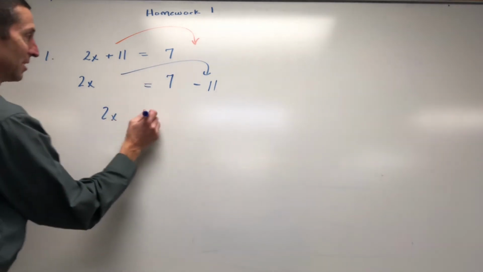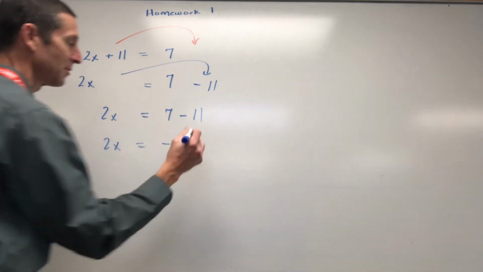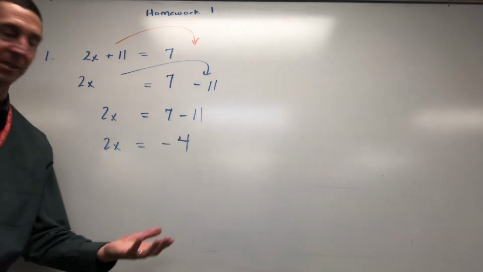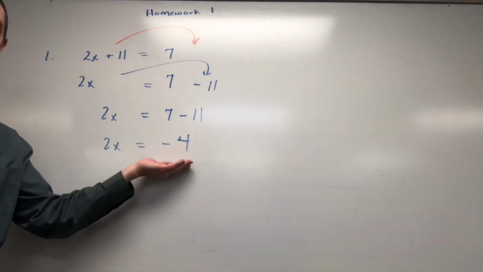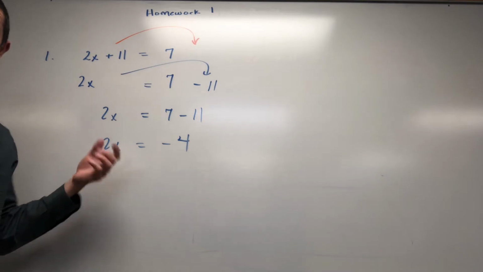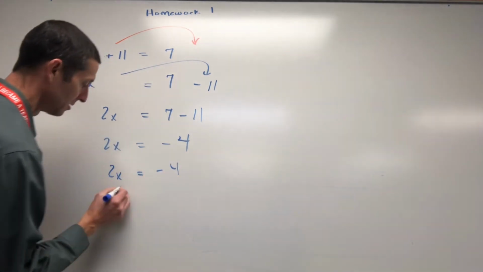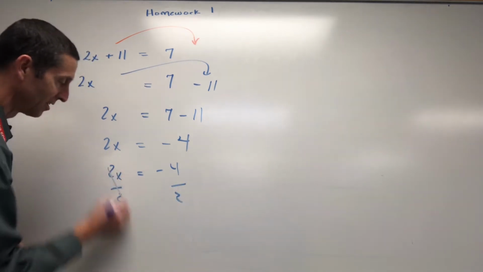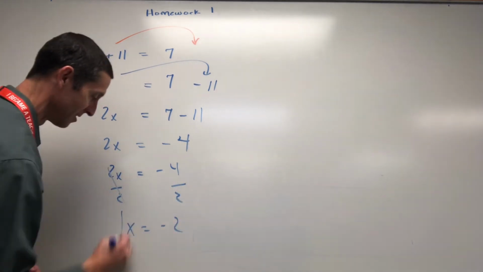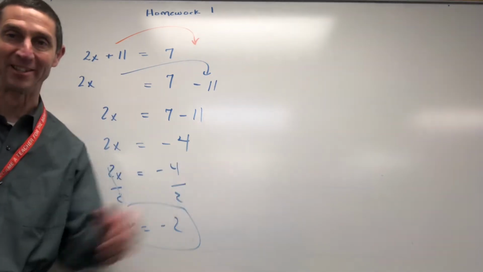So here you go, 2x is equal to 7 minus 11. 7 minus 11 is negative 4. Now you're in business. You got your x's on one side, you got numbers on the other. Here your x is multiplied by 2, so we know to do the opposite. We'll divide by 2. Divide by 2. Divide by 2. And you solved your first math problem in what seems like years.